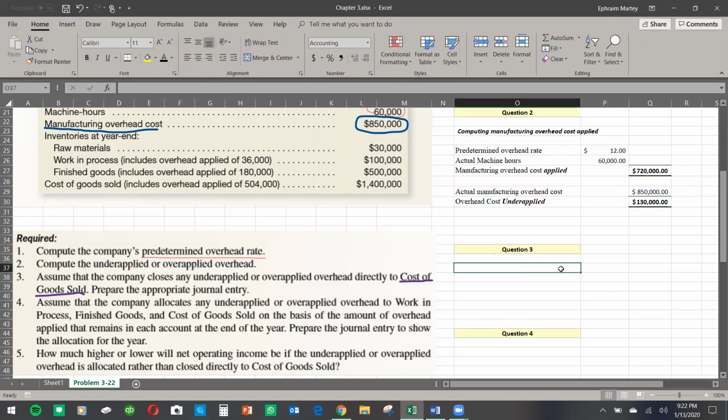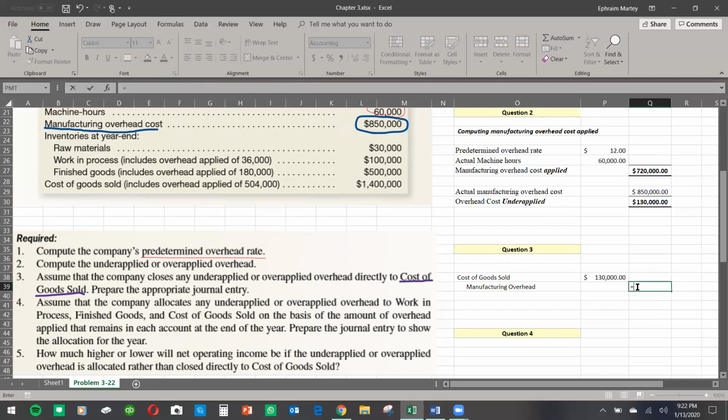So we will go ahead and do the journal entry. Cost of goods sold will increase by 130,000, and then manufacturing overhead will increase by the same amount. This is a debit and credit issue we're dealing with here, so know your debit and credit. On the debit side, cost of goods sold will increase by 130,000, and on the credit side, manufacturing overhead will also increase by 130,000.